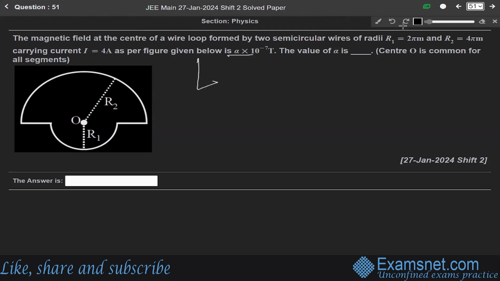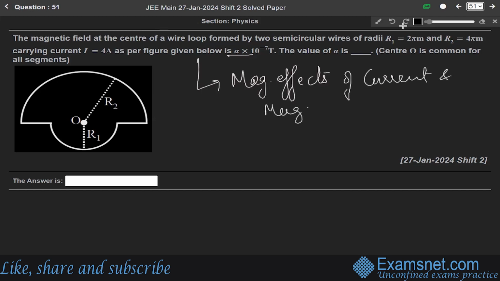So this question is from the chapter of magnetic effects of current and magnetism. According to this question, there are two semicircular wires. Let us say this is R1 and this is R2. We have to find the magnetic field at the center of the wire. Let us say the current is flowing in the anti-clockwise direction.